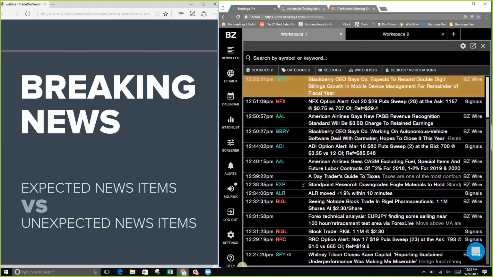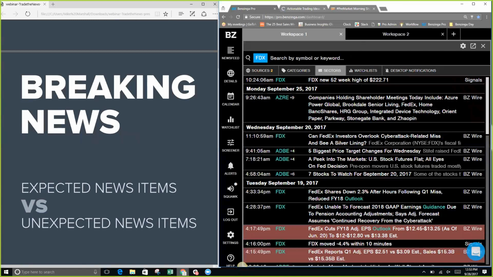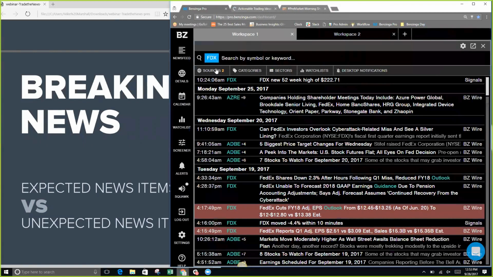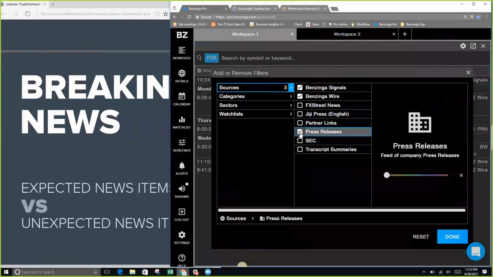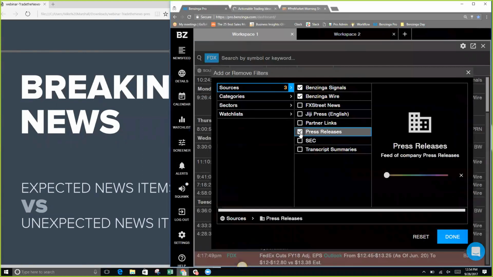So I want you to pull up the newsfeed. You've got the newsfeed open. Type in the ticker FDX. This is FedEx. We're going to look at FedEx. This is real life stuff. This really happened. I want you to go one step further here, Mike, and click on the sources button. We're going to filter a few more releases in here. Click on press releases. Okay, so Mike just added press releases to his news feed, so he's probably going to be getting a lot more news items.